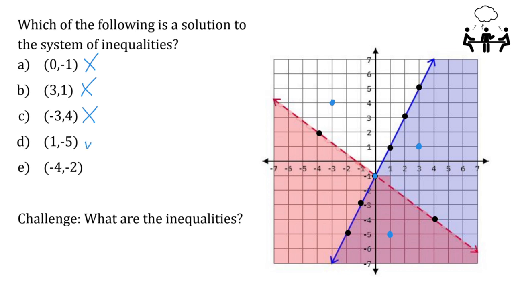That is a solution since that is in the overlapping shaded region. And then -4, -2. That is only a solution to the red inequality. And now to answer the challenge question, what are the inequalities that we see here?